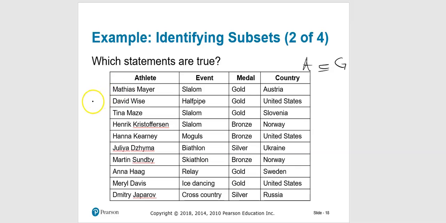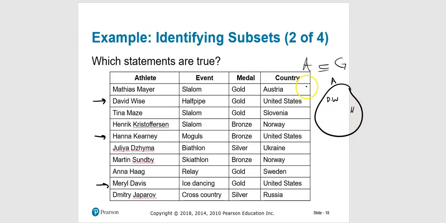Where do we have some American athletes? We've got this guy, American athlete David Wise, also Hannah Kearney, also Merrill Davis. Those would actually be our set A over here. And so something we could do is use our Venn diagram. We can draw A as being the person David Wise, and then there's also the person Hannah Kearney.